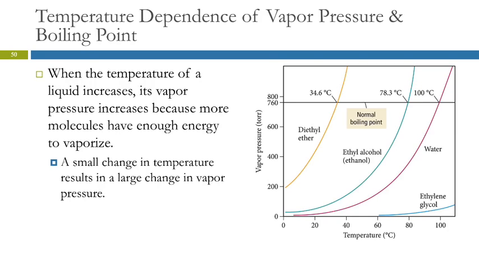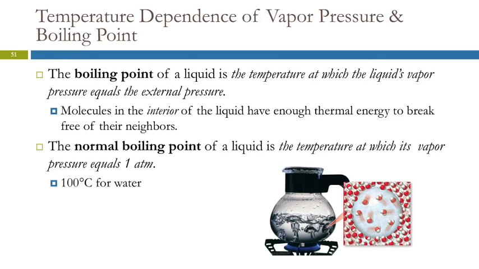We need to subtract the vapor pressure of water from the total pressure to get the pressure of the gas we're interested in. Here's ethylene glycol. This is often used as an antifreeze. This has a very low vapor pressure. It does not evaporate well at all, which means it has a really high boiling point too. So the boiling point is the temperature at which the liquid's vapor pressure is equal to the external pressure.